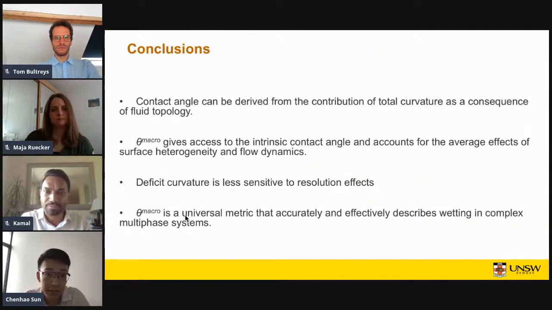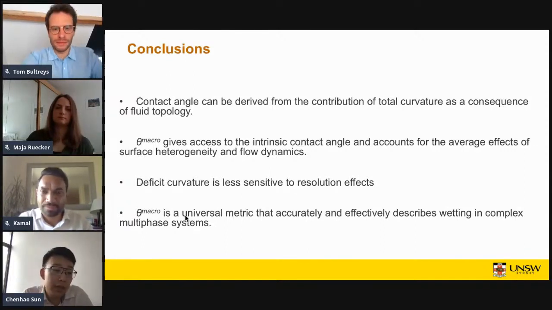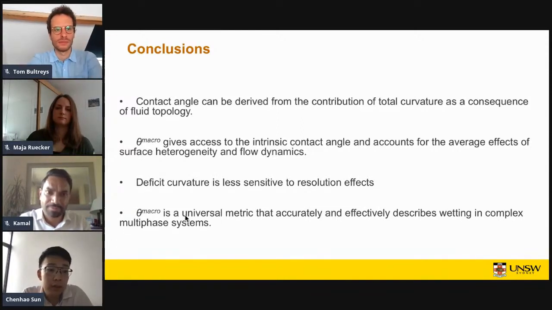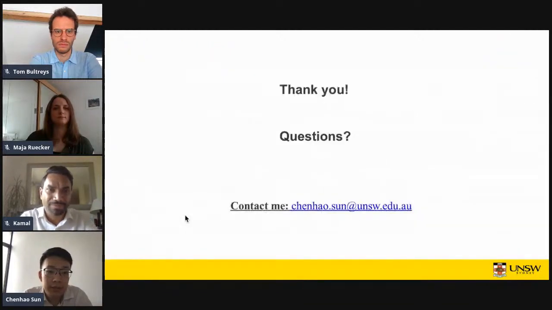Okay, so to conclude, I have introduced a new wettability characterization method, which is deficit curvature. I have talked about how this method can account for the average effect of surface heterogeneity, and it is also less sensitive to the resolution effect. It also can be a universal metric to describe the wetting state of the whole system. Okay, so that's all.